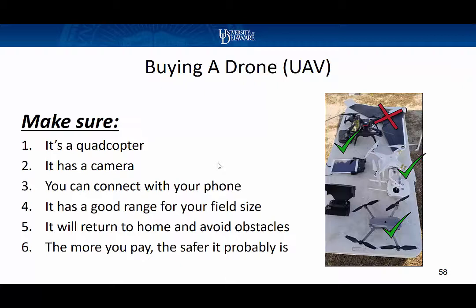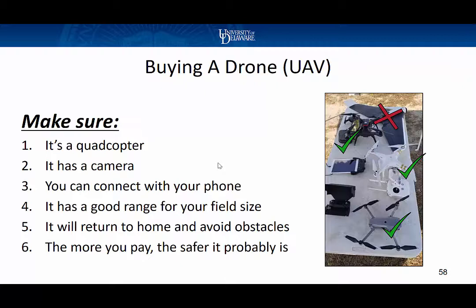You want all these things that are called quadcopters. They have rotors on them. So this is a 3DR, it's the American company, out of business. Here's a Chinese company, DJI. They produce high quality drones, UAVs, that are easy to use. Make sure it's a quadcopter. Make sure it has a camera.